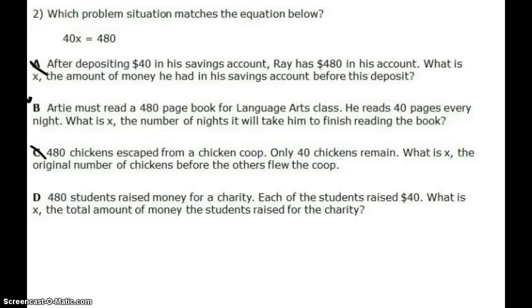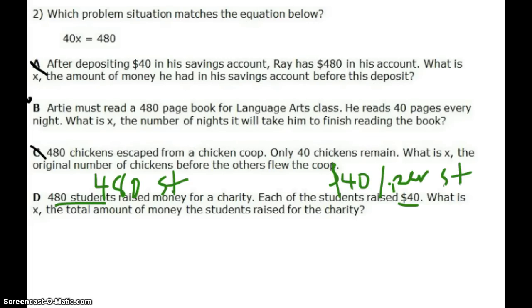So now let's look at D. 480 students raised money for charity. So 480 students. 480 is the number of students. Each of the students raised $40. So $40 per student. What is X, the total amount of money raised for the charity?